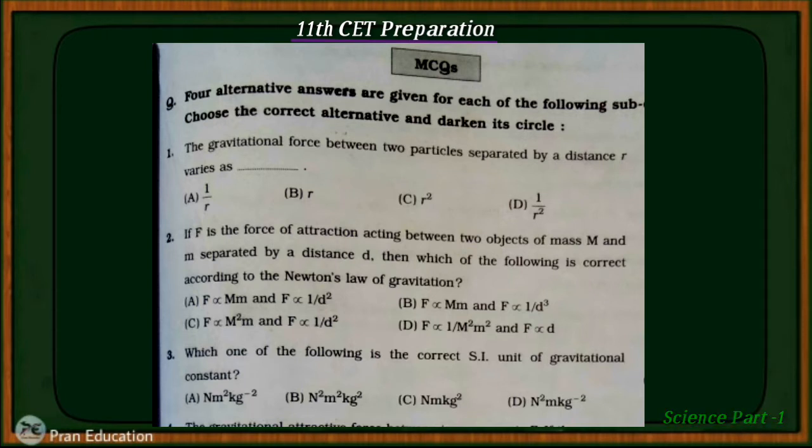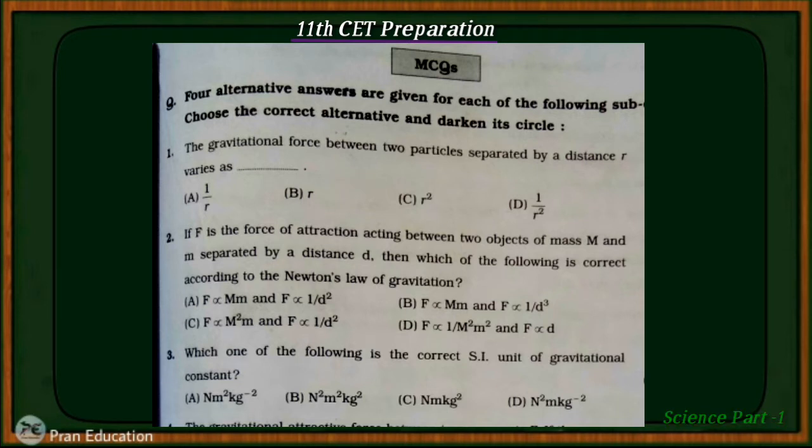First, the gravitational force between two particles separated by a distance r varies as dash. Options: A, 1 upon r; B, r; C, r square; and D, 1 upon r square. The correct answer is option D, 1 upon r square.